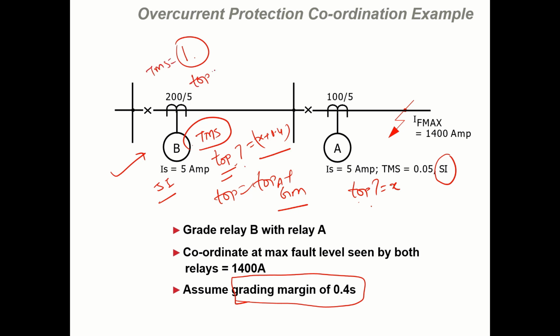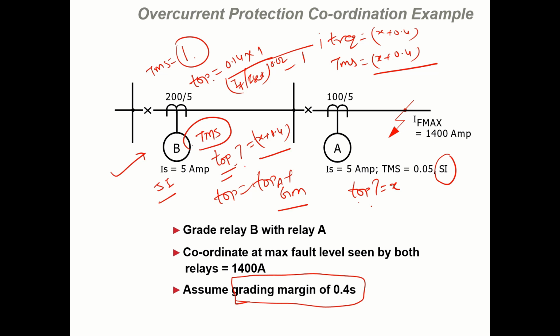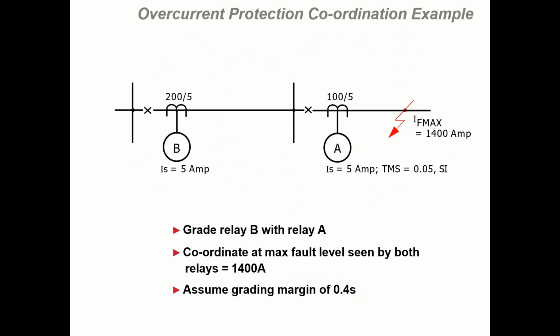So with TMS 1, time of operation will be 0.14 into 1 divided by I_F by I set to the power 0.02 minus 1. And then we already know the required time of operation. The required is equal to x plus 0.4. So we can simply calculate the TMS is equal to x plus 0.4, the required time, divided by whatever this TOP is. So now let us see how to do this.